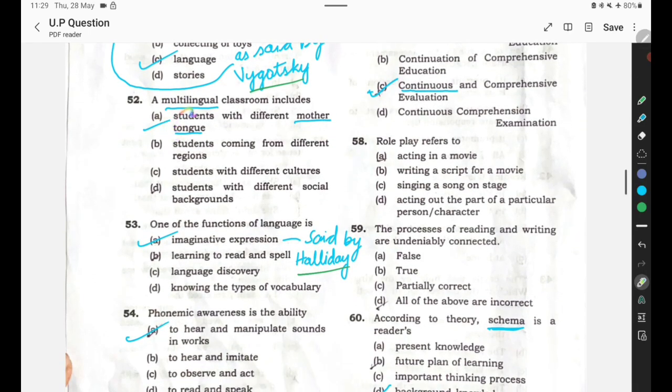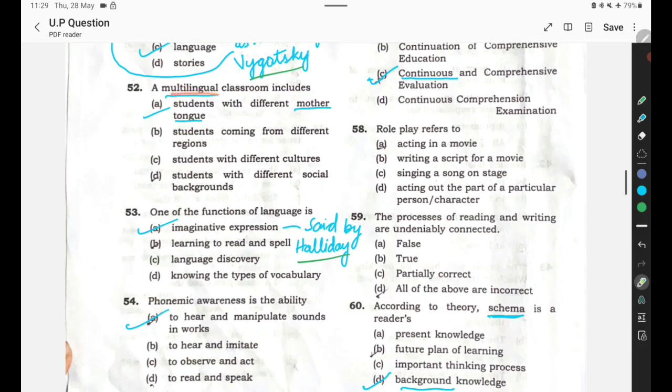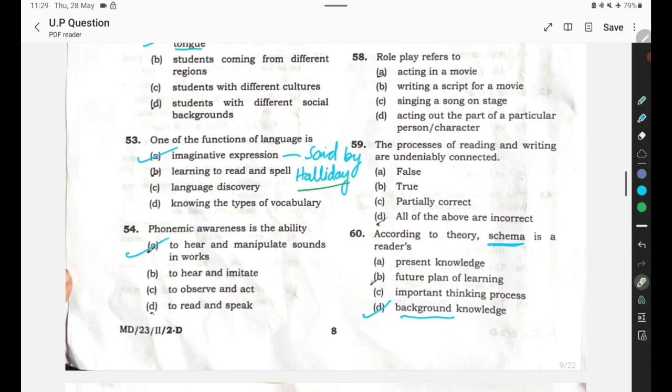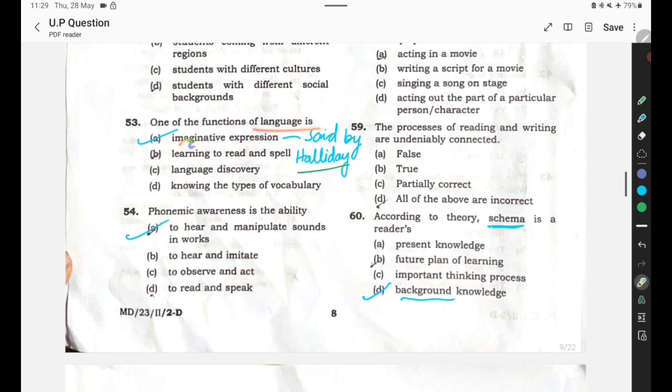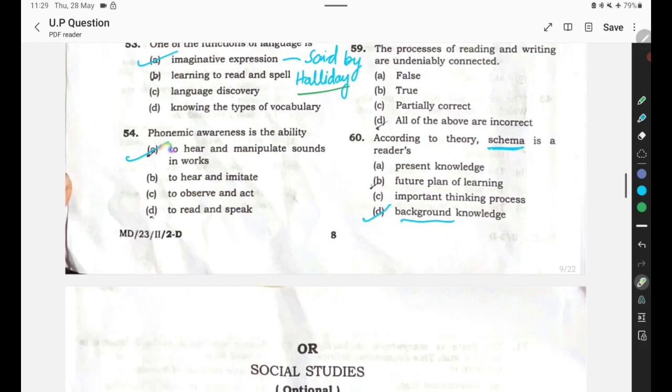52, a multilingual classroom includes students with different mother tongues. These classrooms are termed multilingual classrooms. Okay, one of the functions of language is imaginative expression. Who said this? These words are said by Halliday. 54. Phonemic awareness is the ability to hear and manipulate sounds in words.